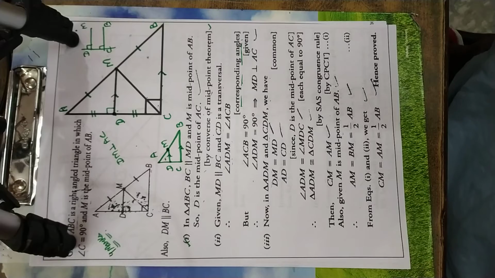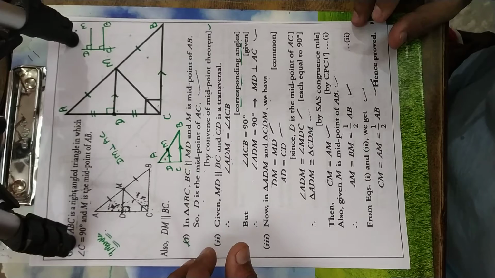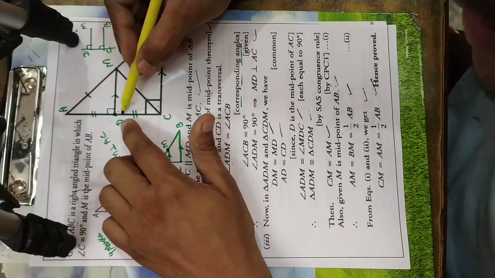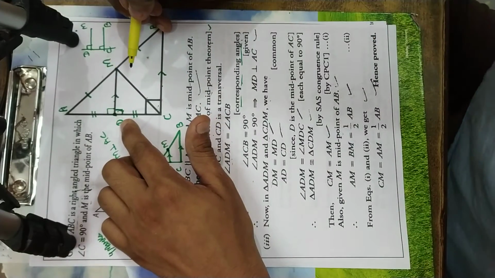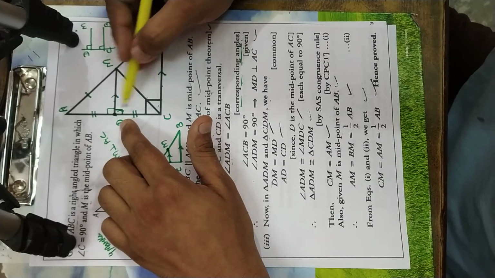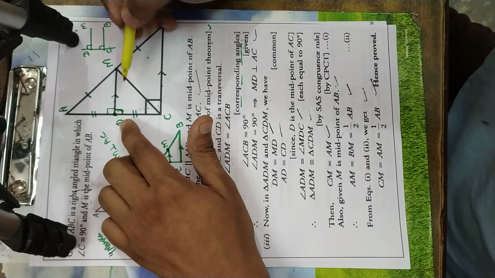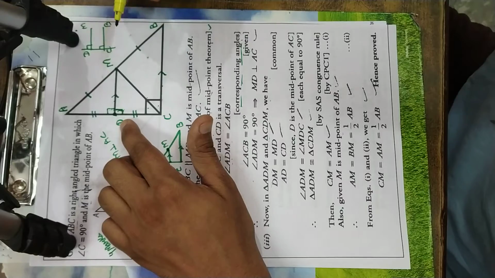Clear, everyone? Excuse me, sir? Yes. We can also prove that DM is perpendicular to AC by taking the co-interior property and angle DCB. Yes, you can also make this angle 90 degrees by the co-interior property. You can apply any method. I have used the corresponding angles; you can apply the co-interior property also. Our target is to make that angle 90 degrees only.